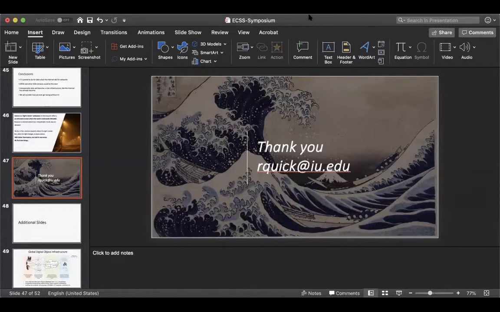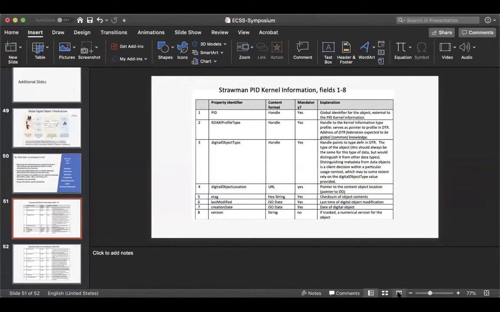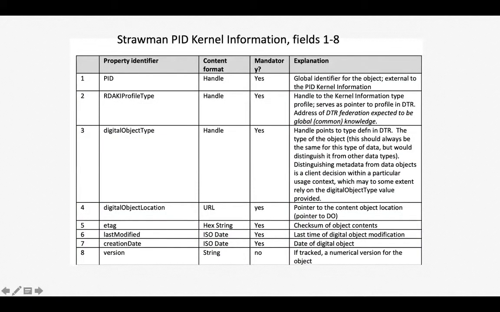Okay. So let me go back to putting this full screen here. Can you see it there? Yep. So this is the kernel information. It's basically what the working group within RDA put forth as generically what should be attached to every piece of data. You can see there are some mandatory and some non-mandatory things. These have things like, you can see number 2 here is the profile type.